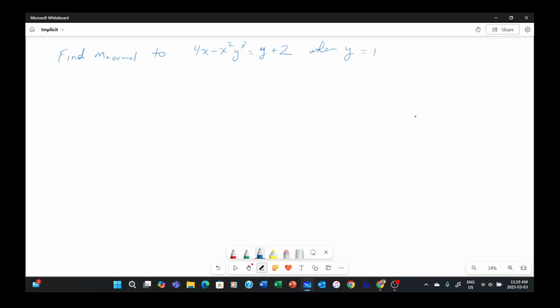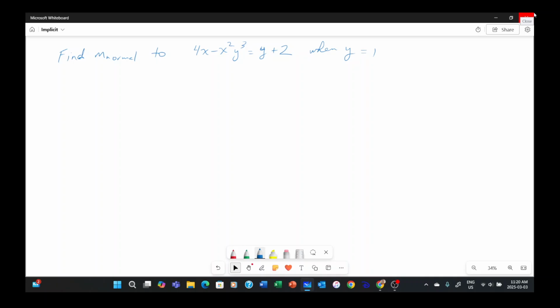I thought I would do a full example now of an implicit question. This is very similar to one you might see on a quiz or a test. So this question asks you to find the slope of the normal to this function, or is it a function? We don't know, when y equals 1. I encourage you to punch this into Desmos because I don't actually know what this looks like. So it could be quite neat. But we're going to find the slope of the normal to this curve when y equals 1.